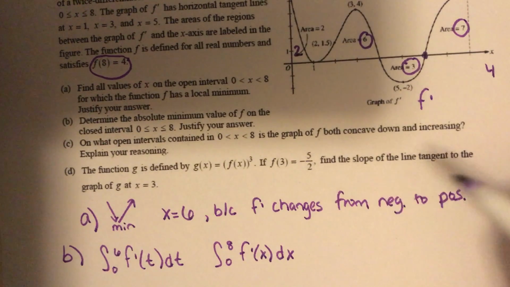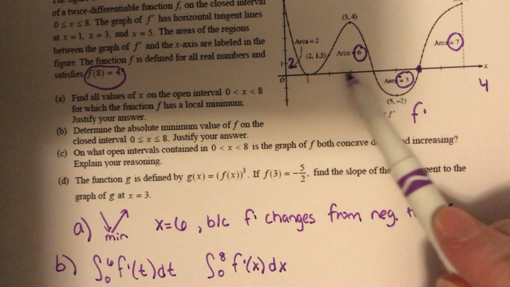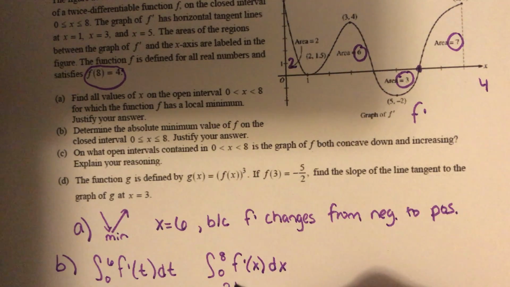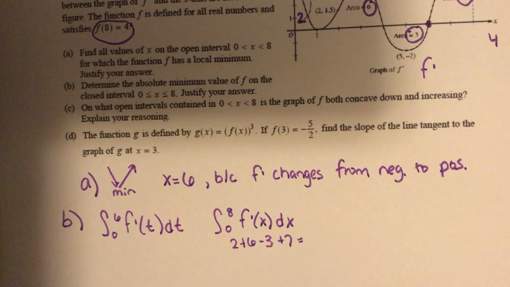So let me do the 8 first. That's probably the easiest one. So this whole distance traveled here, 2 plus 6 minus 3, and then plus the 7. That's that whole integral from 0 to 8. So that gives us 12.